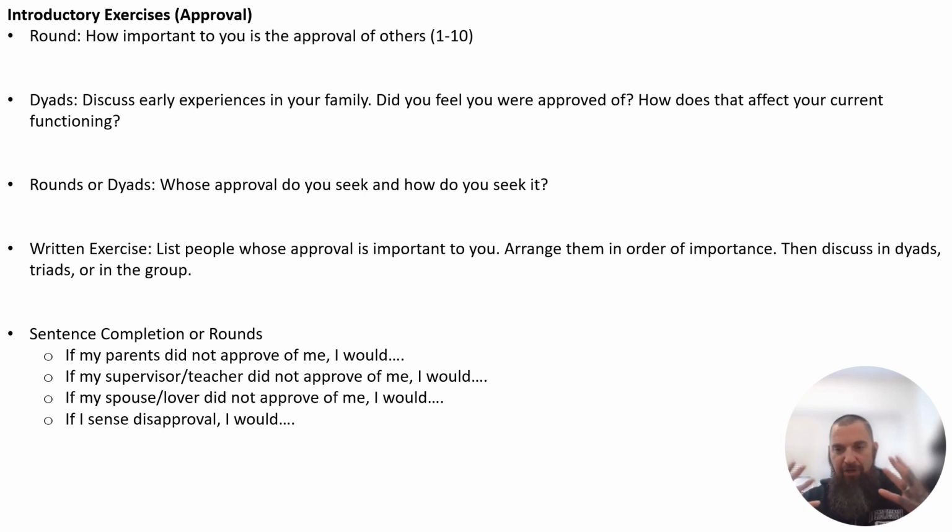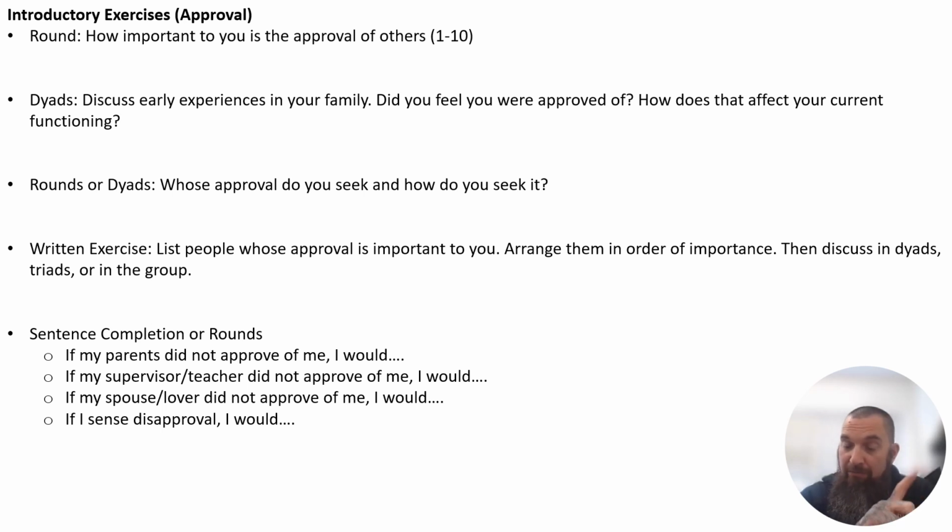So once we have a good understanding of the key issues moving forward, now we can start going into the middle stages of our group. And these are just a variety of different things that you can do within your groups. And again, this is addressed within your book. So those introductory exercises, okay?